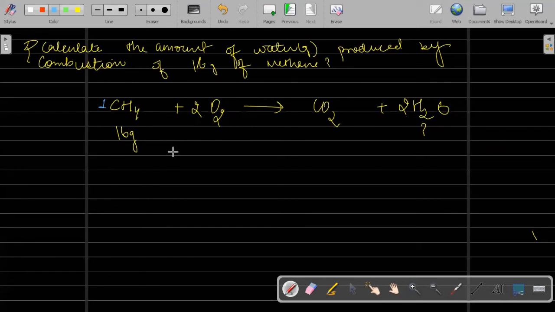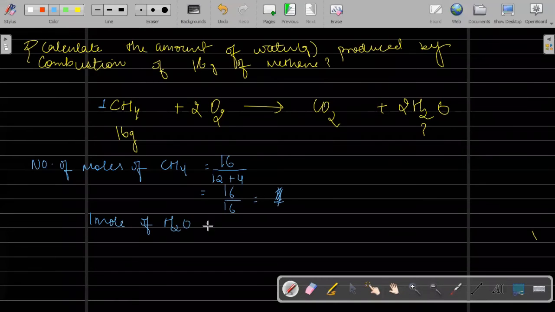Firstly, you have to calculate the number of moles of methane when methane is 16 gram, right? So the number of moles of methane is the given mass, 16, over the molar mass, 12 plus 4, that is 16, so 16 by 16 equals 1. So it's 1 mole. Okay. So how much amount is contained in 1 mole of water?